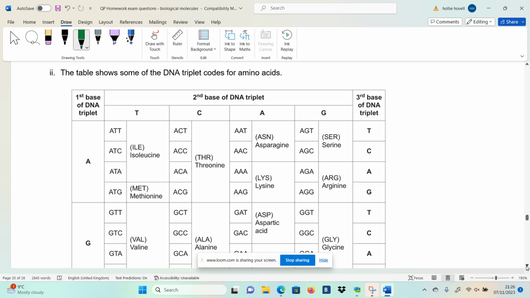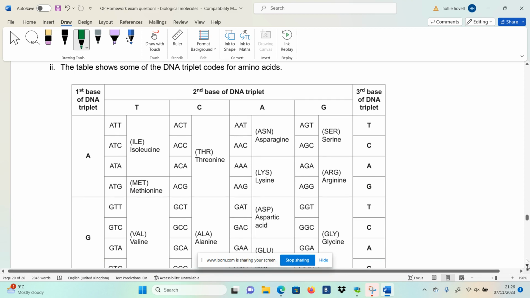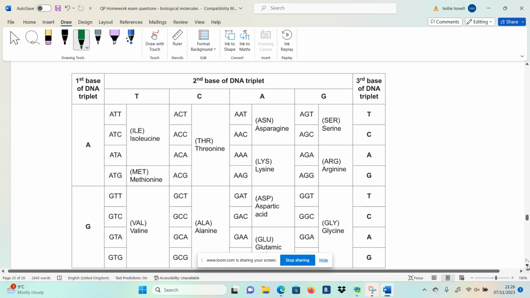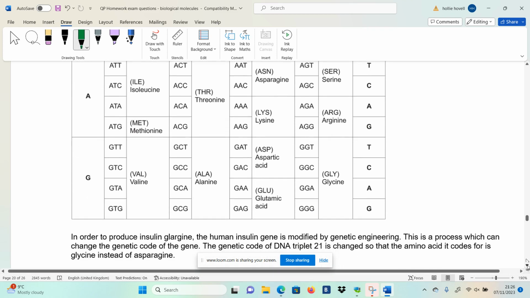Part 2, the table shows some of the DNA triplets for amino acids. Hopefully you've seen a few different grids. Generally, we get one in a table like this, in a sort of square rectangle shape, and we get another one that's in a circle. Make sure you're familiar with how to read them. You obviously don't need to memorize them.